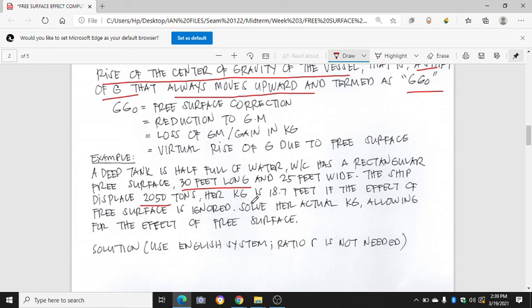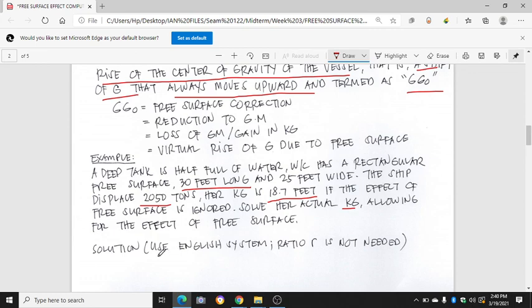Here, KG, not kilogram. KG is 18.7 feet. If the effect of the free surface is ignored, solve for the actual KG, allowing for the effect of the free surface.